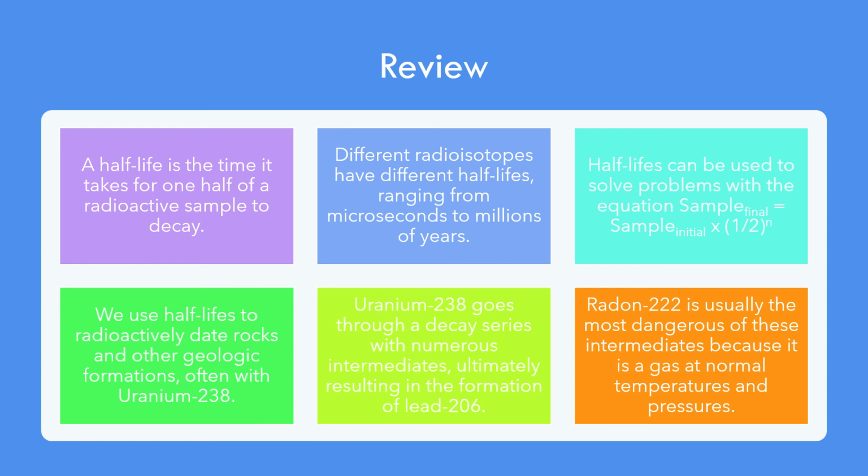We use this analysis of half-lives to perform radioactive dating, which allows us to determine the age of rocks and other geologic formations. Uranium-238, commonly used in radioactive dating, goes through a decay series with numerous intermediates, ultimately resulting in the formation of the stable isotope lead-206. Radon-222 is the most dangerous intermediate in this decay series, primarily because of its natural gaseous state and its relatively short half-life. That's it for today's video.